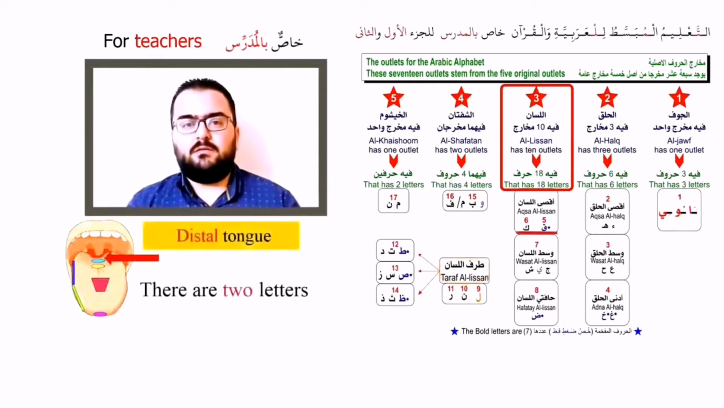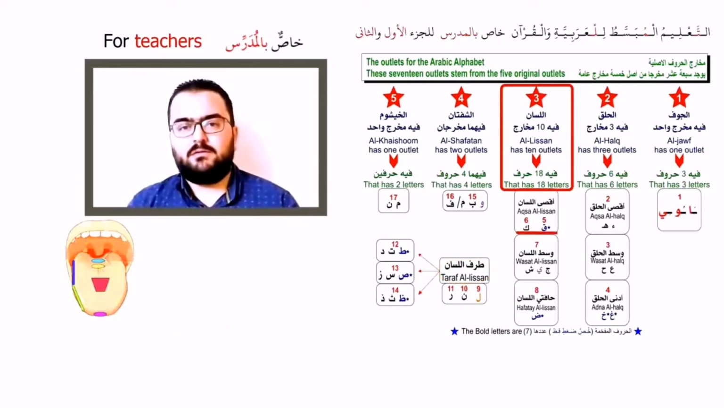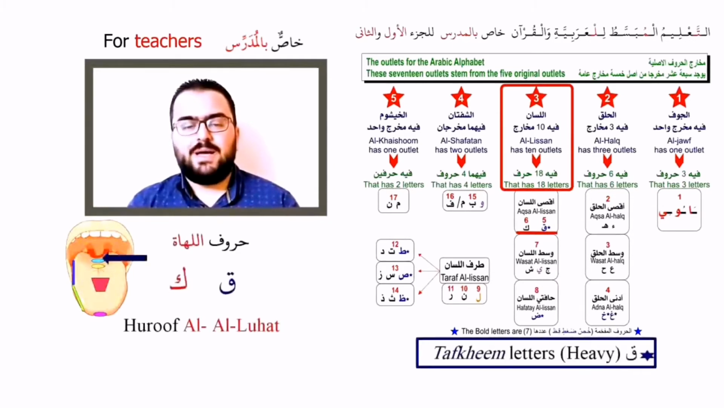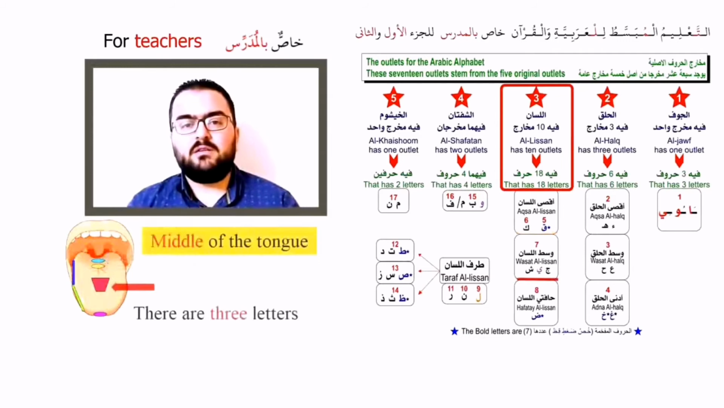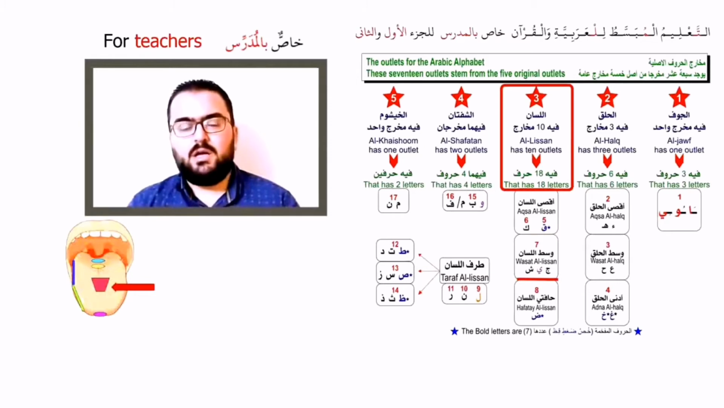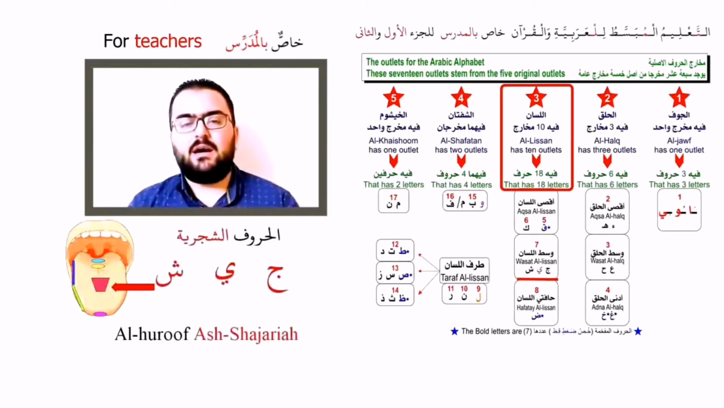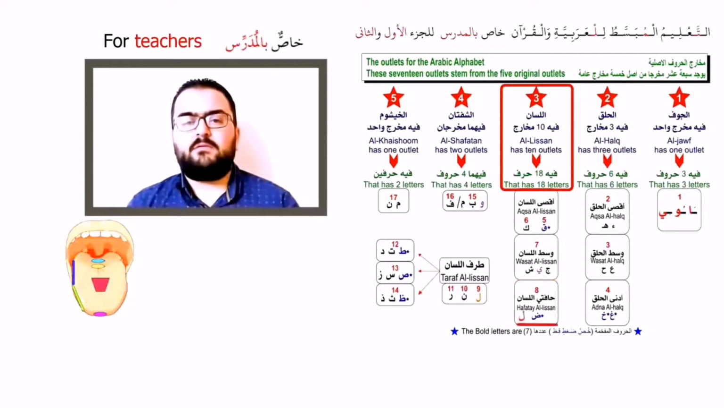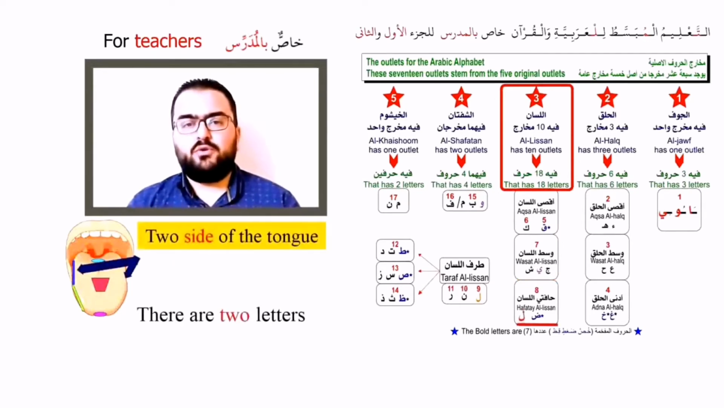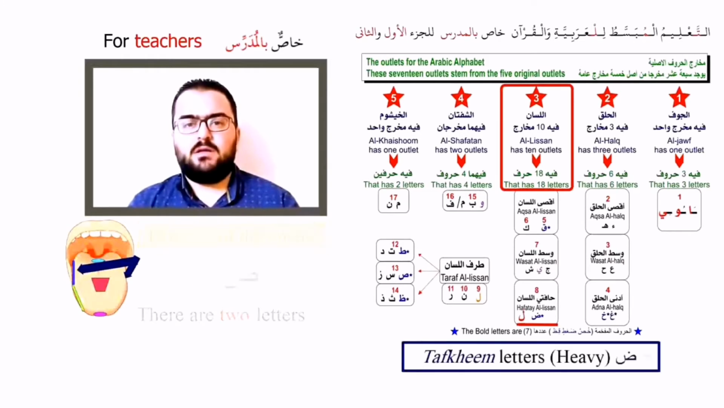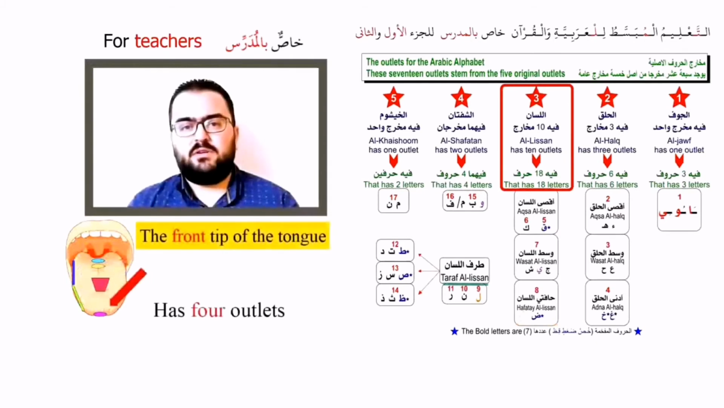From the distal tongue, 2 letters are spelled, and they are Qaf, Kaf. From the middle of the tongue, 3 other letters are spelled, and they are Jeem, Ya, and it is not the Ya of Al-Mad. Then we have Sheen. From the 2 sides of the tongue, 2 letters are spelled, and they are Dad, Lam.